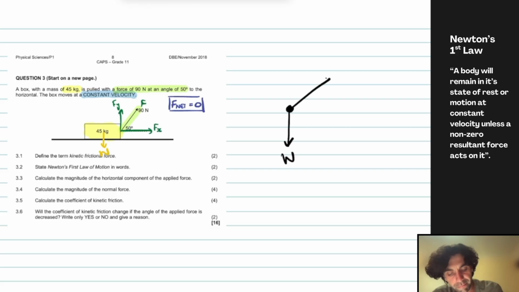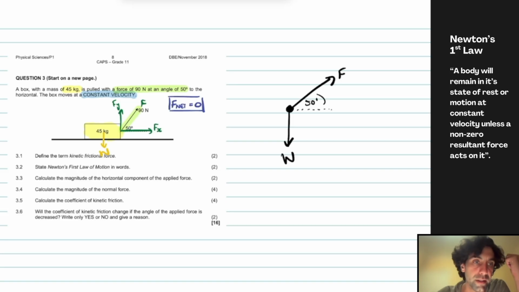We have some force that we know is going to be pulling the box, and it is pulling that box at 50 degrees to the horizontal. All right, if we have weight acting downwards and this box is sitting on a surface, we know that we are going to have a normal force which opposes that weight. It acts upwards in this case.